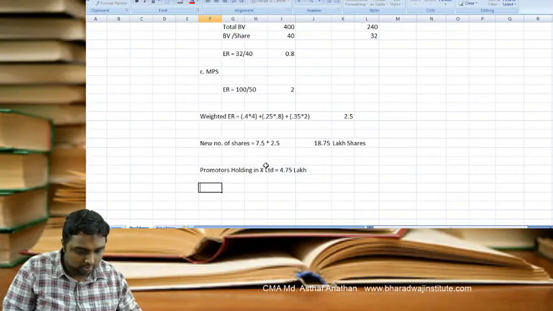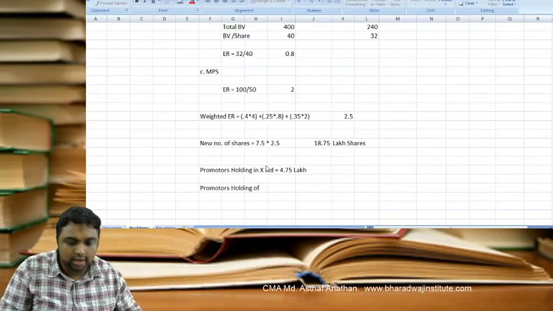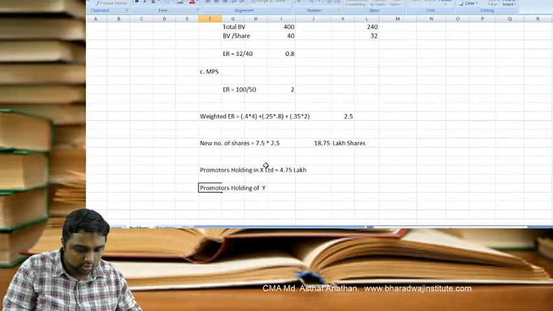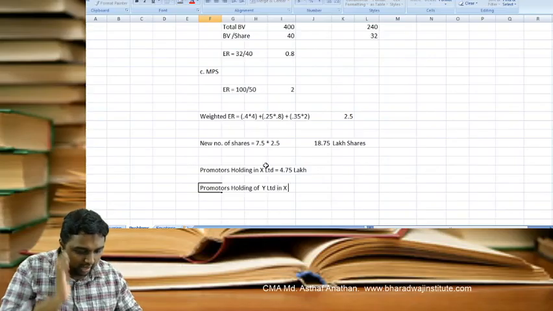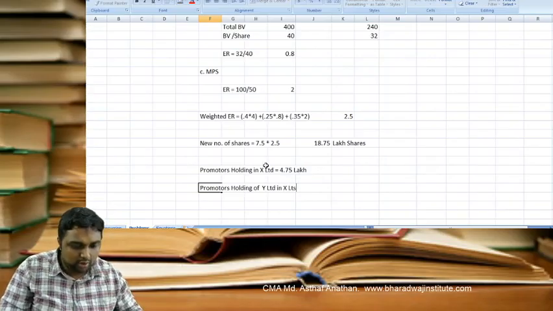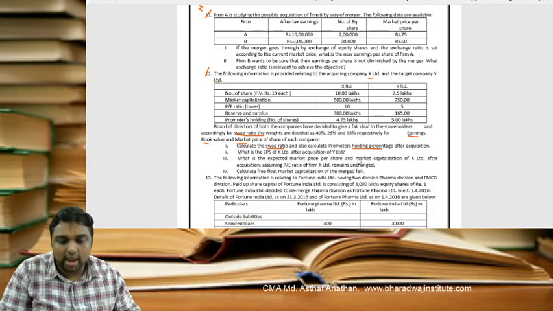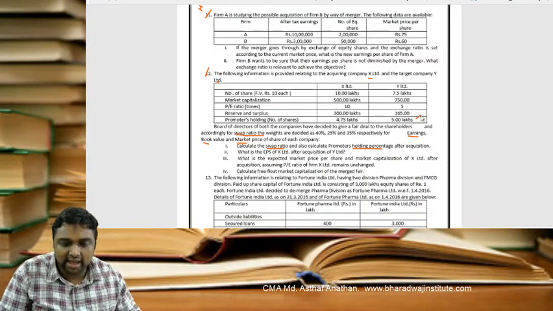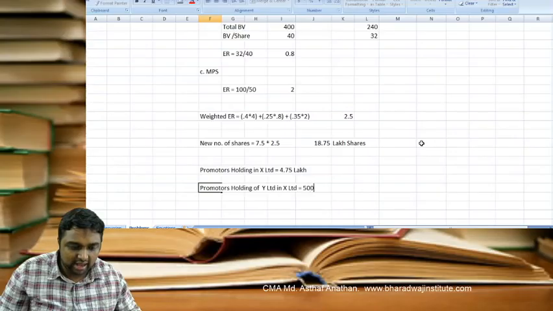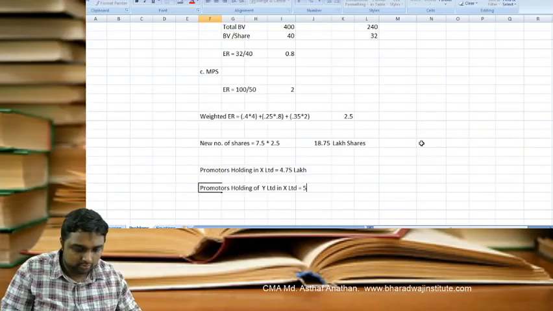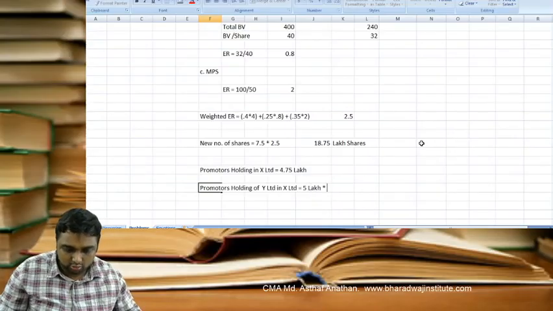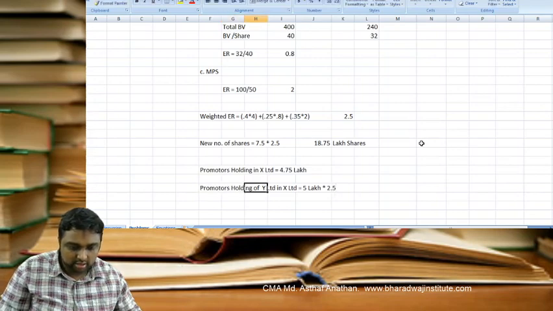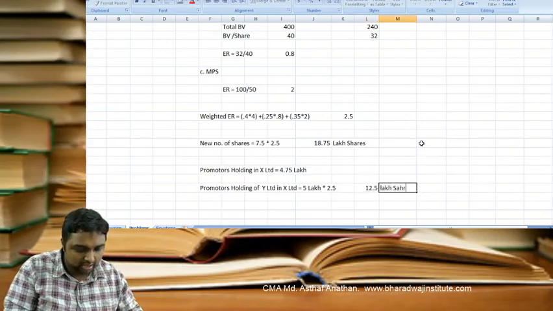Now, promoters holding of Y Limited in X Limited. See, what is the meaning: Y Limited already has 5 lakh shares. For that 5 lakh, you will get 2.5 shares each. It will be 5 into 2.5, which is 12.5 lakh shares.